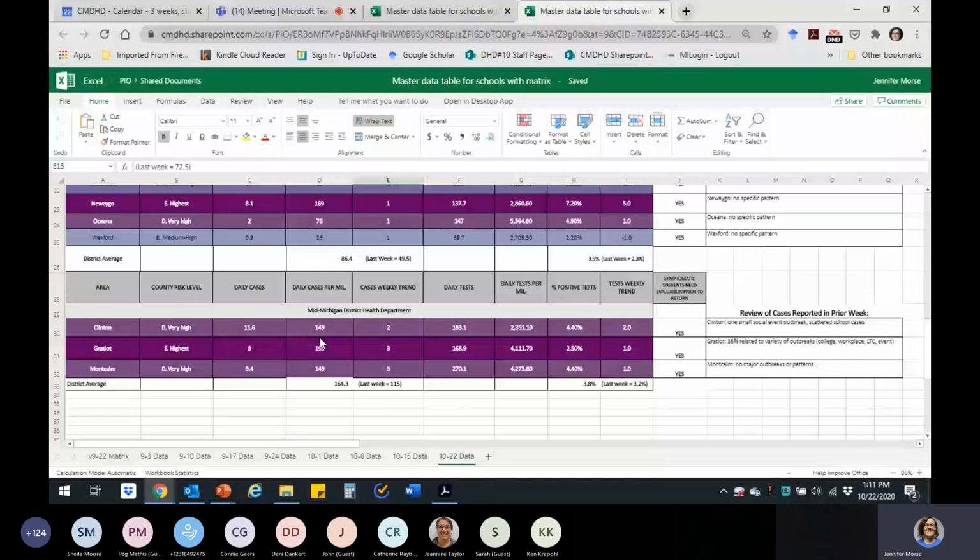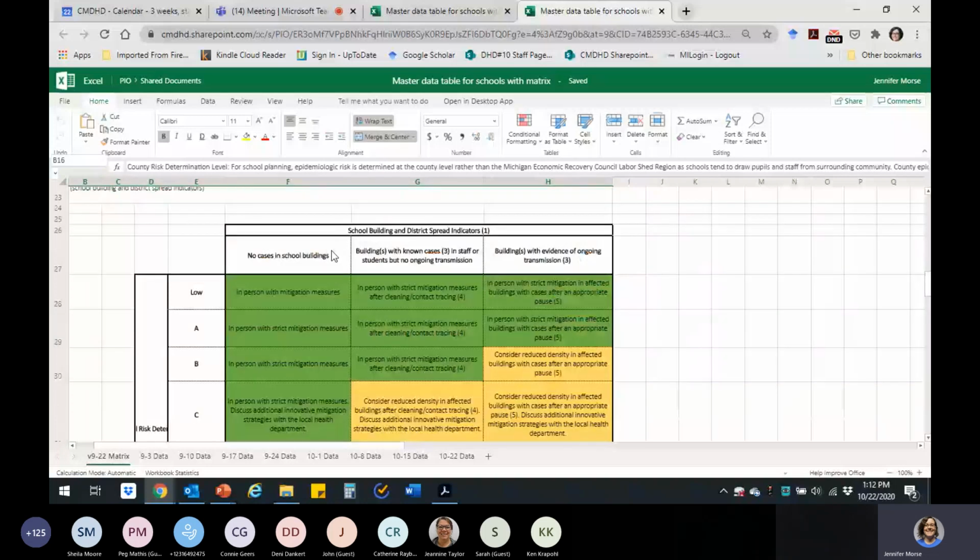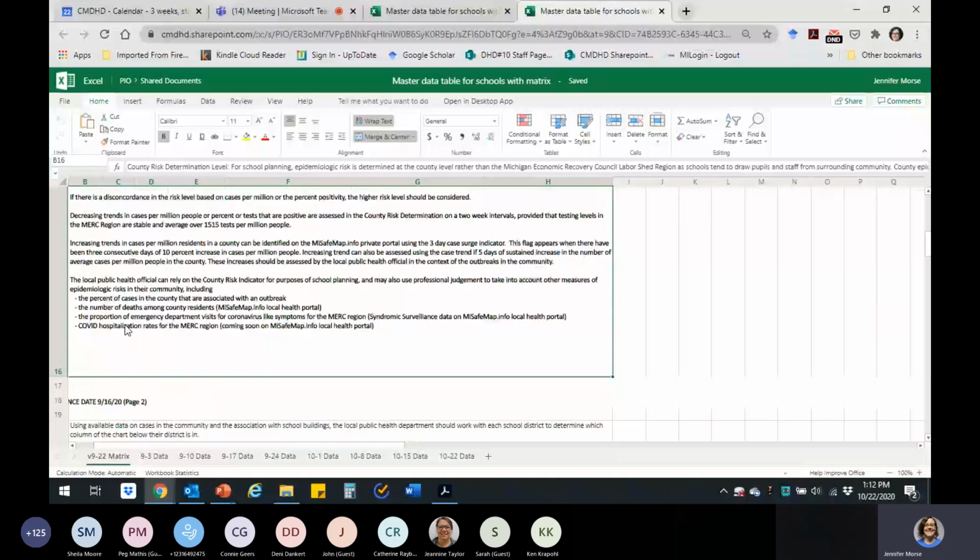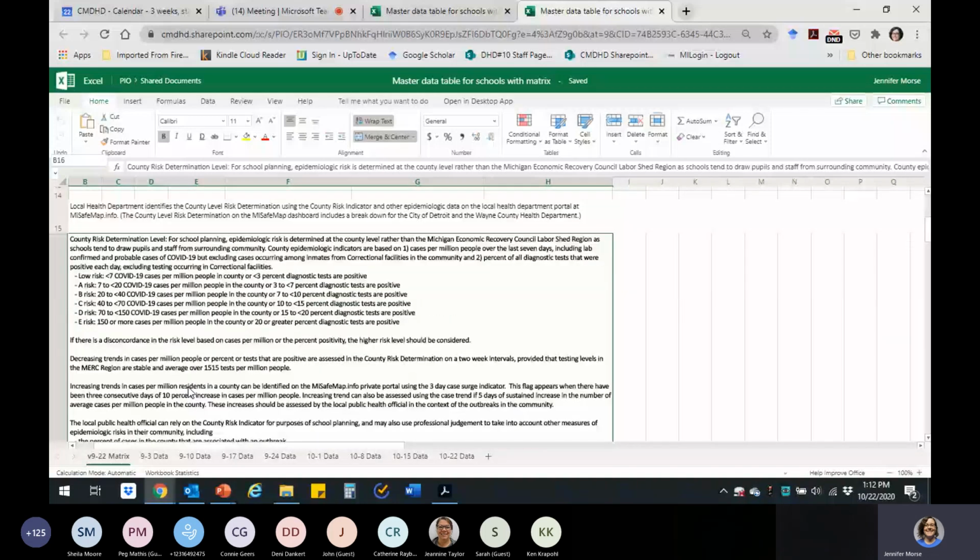Gratiot, about a third of their cases are related to a variety of different outbreaks that are not K through 12. They're college or workplaces. And Montcalm doesn't really seem to have much of a pattern. So at this time, we have talked at our administrative level. We had a meeting with the health departments throughout the western, central, and northern part of Michigan, because we're recognizing that we're getting past this 150 per million population, which if you think about it, is actually a very small number of cases. But when we get to this level E here, which is, sorry, I don't make you dizzy, the 150 or more cases per million, the matrix does say consider a pause.